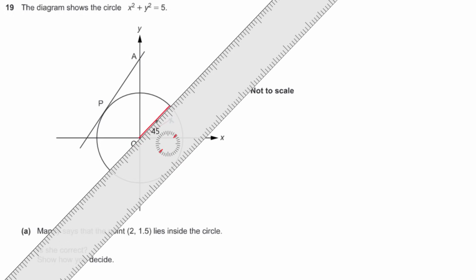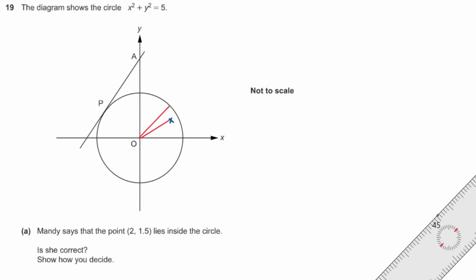What's the radius of this circle? Well, we can work it out from this number here. The equation of a circle centered at the origin is always of the form x squared plus y squared equals r squared. So r squared, the radius squared in this case, is 5, which means the radius of our circle is going to be root 5. So we know that this distance here is root 5.